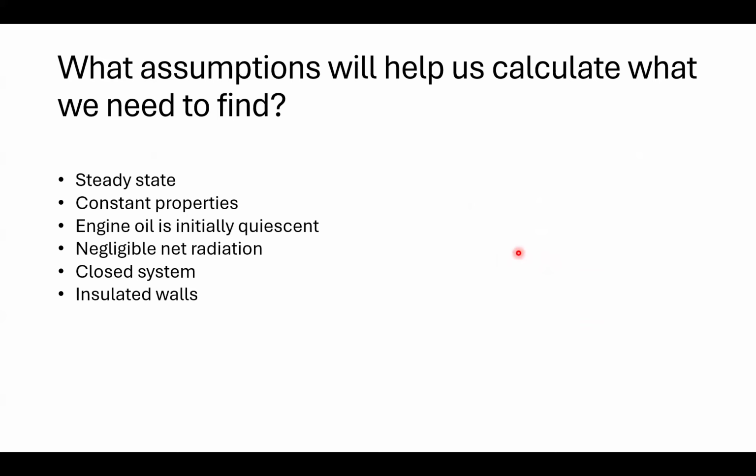So to do that, we need to make some assumptions, including that the system has reached steady state conditions. We're looking at constant properties for the fluid. The engine oil, which is the fluid, is initially quiescent, meaning that it is not experiencing any convection. Initially, we have negligible net radiation, and the system is closed. We have insulated walls, so no heat is being transferred out of the tank.